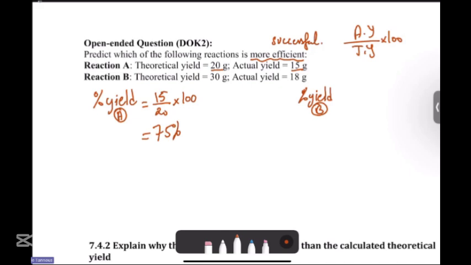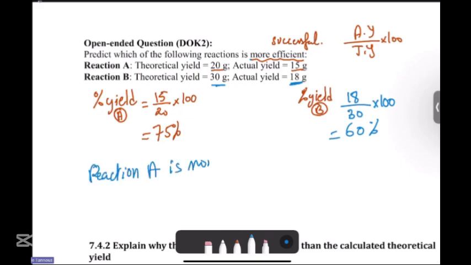So the efficiency of this one is 75%. Now for the second one, actual over theoretical multiplied by 100. So that is 60%. So which one is more efficient? Reaction A is more efficient, from the calculated results. Next.